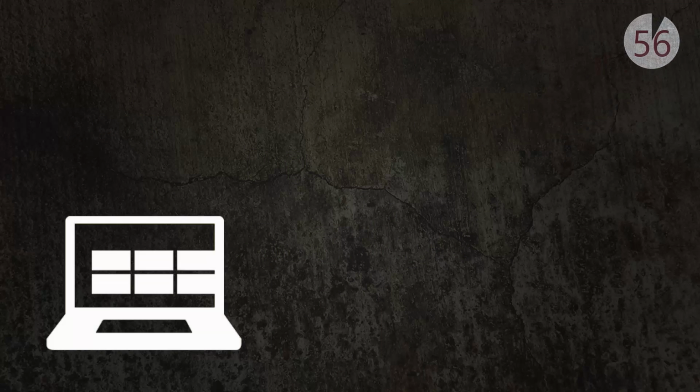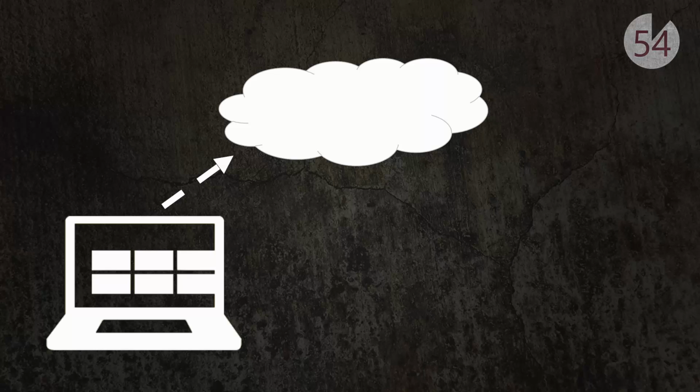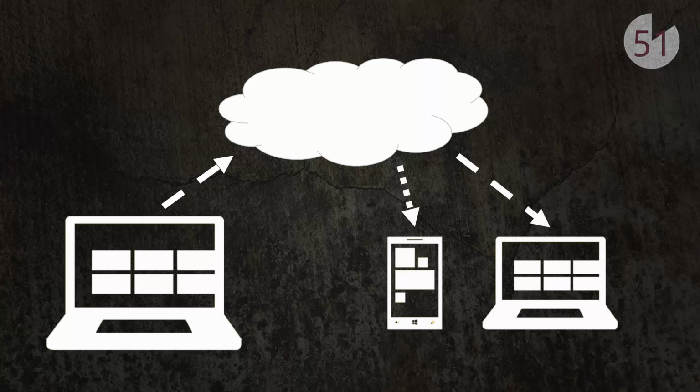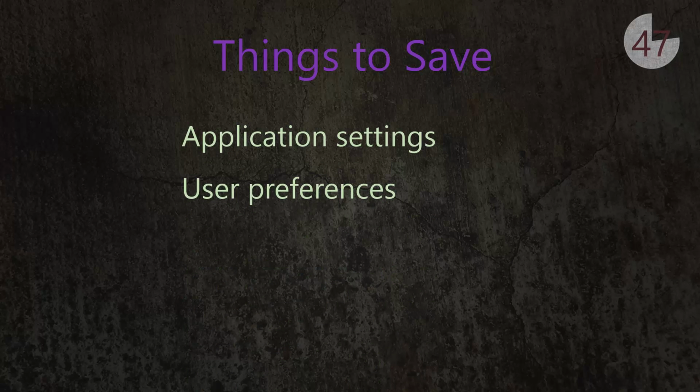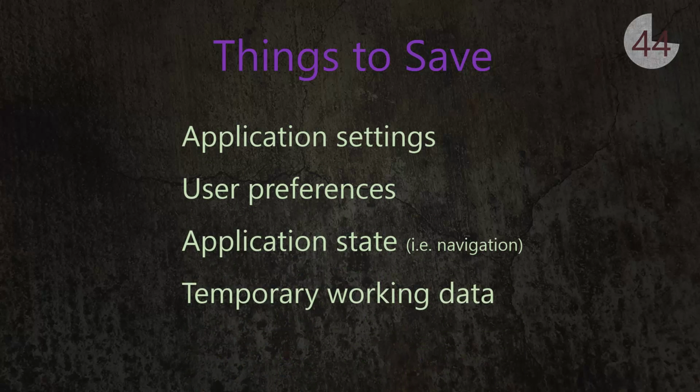The concept of roaming data is simple. Take small bits of information about the current state of the app, push that information to the cloud, and then sync that data with other instances of the same app. Typical information that is stored with roaming data are things like settings and preferences, the state of the current app, and any temporary working data.